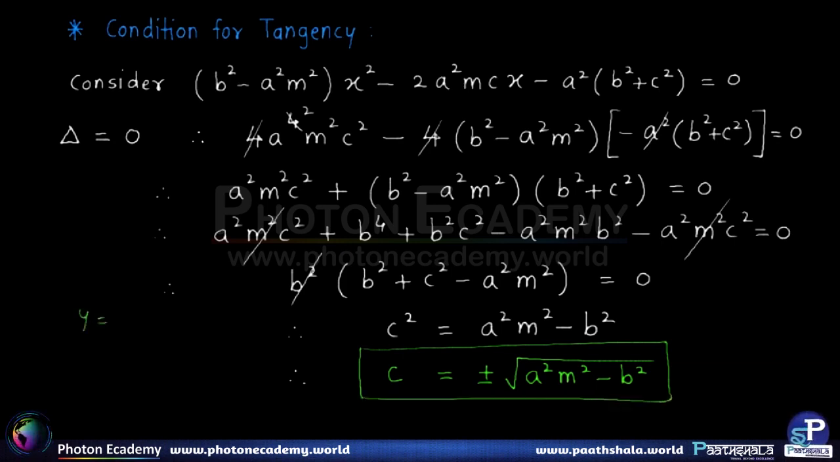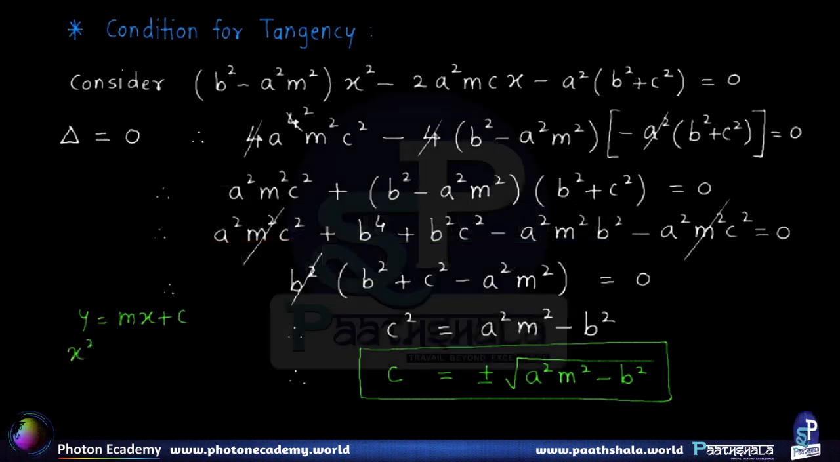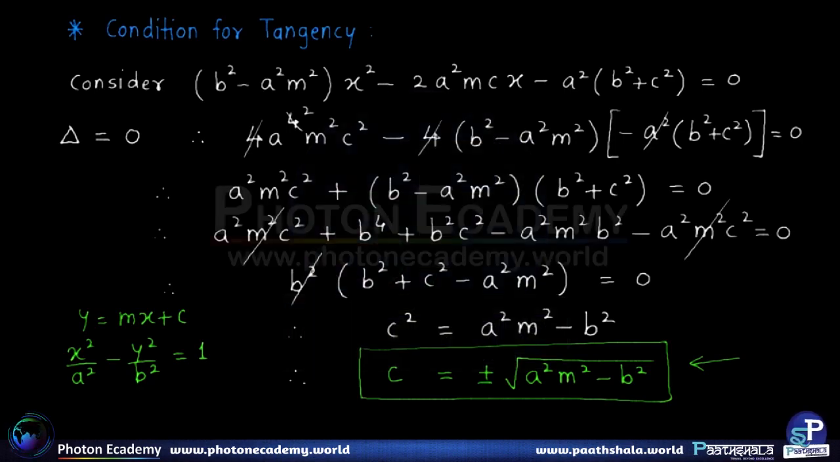That means if we are given the equation of the line y equals mx plus c, and if we are given the equation of the hyperbola in standard form, then we can immediately check whether a line is a tangent to the hyperbola or not a tangent, if this condition is met or not met. Okay, so that's the condition for tangency.